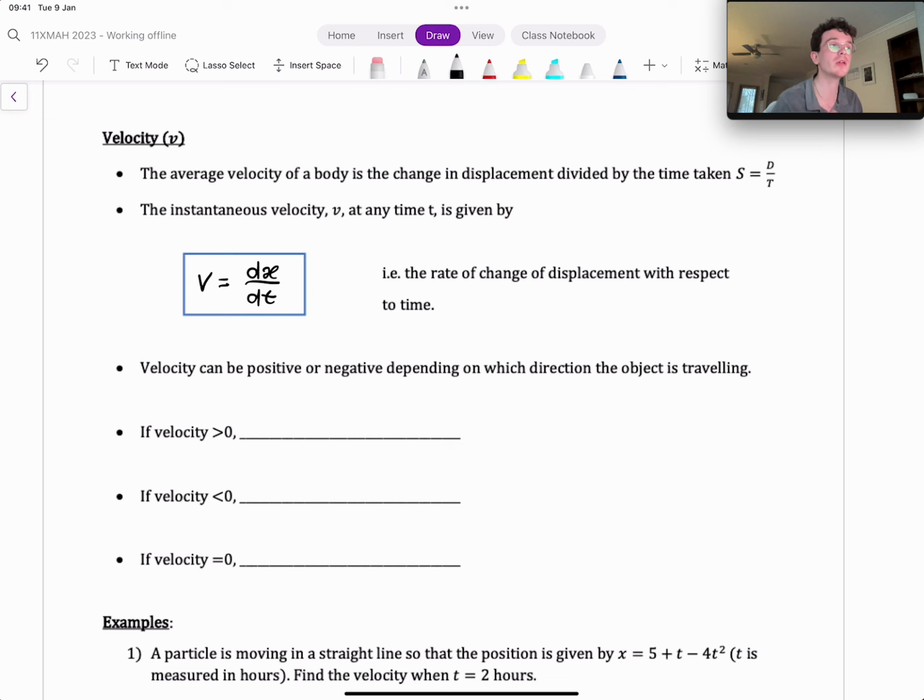Velocity can be positive or negative. If your velocity is positive, it means you're traveling in the right direction. If it's negative, it means you're traveling in the left direction. And if it's 0, it means you're stationary.